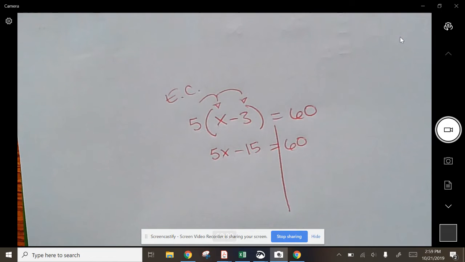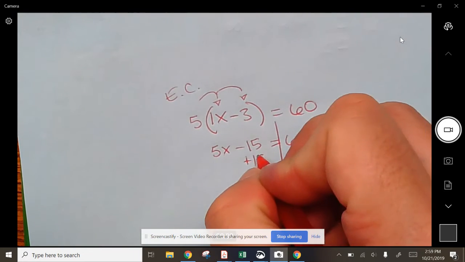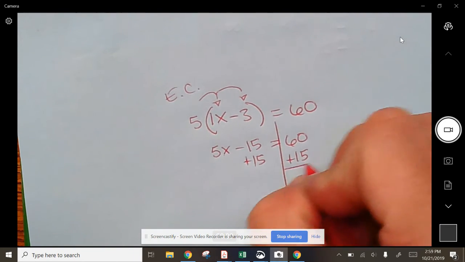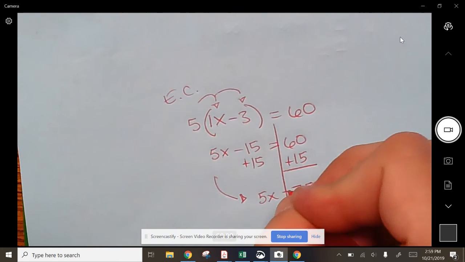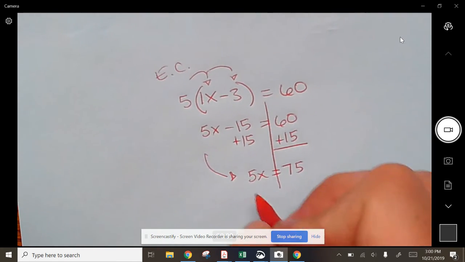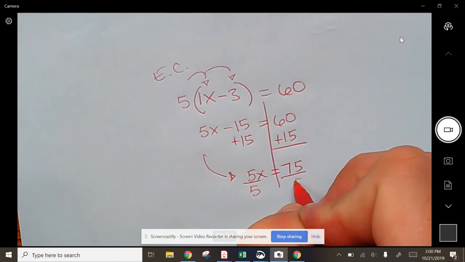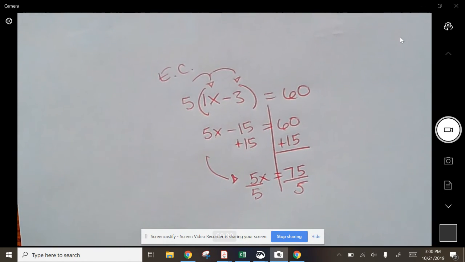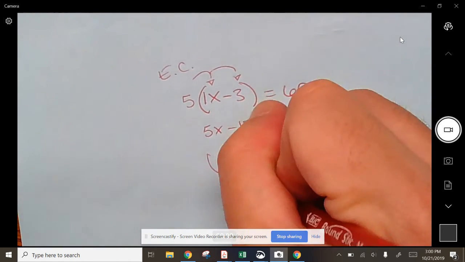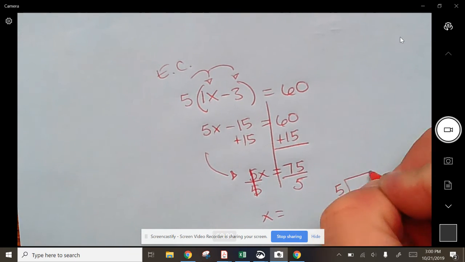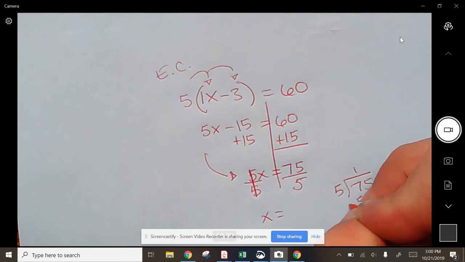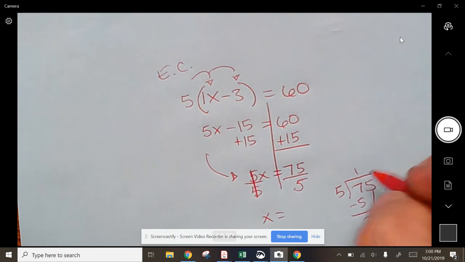Distribute. 5 times 1x. I should have made that a negative just to mess with you a little bit. But yeah, 1x. Then add 15. Always keep your work organized. It's so great to see it when you have it this way because you're going to get problems that are even going to be longer than this. And you got to keep yourself organized so you know what you're doing. And if you didn't know that, 5 goes into 75 15 times.